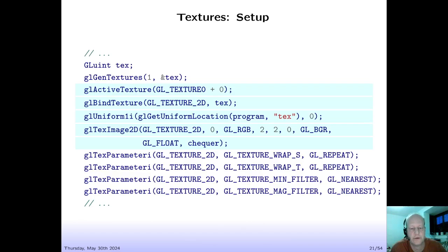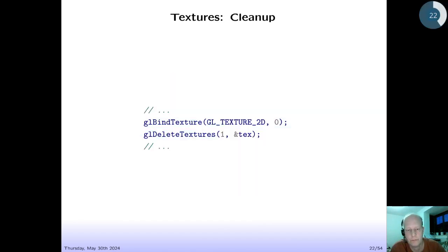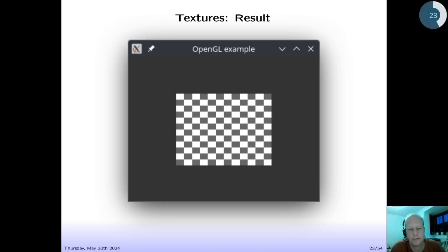And then there are further parameters we can set. So we set the texture wrapping to repeat. So when the texture index exceeds 1, we just repeat the texture. We do that in both dimensions. And regardless of the texture size, whether it's magnified or not, we set the interpolation to nearest. And at the end we need to tidy up. So we unbind the texture and we delete it. And when we run that program, we now have a checkerboard basically with lots of squares.